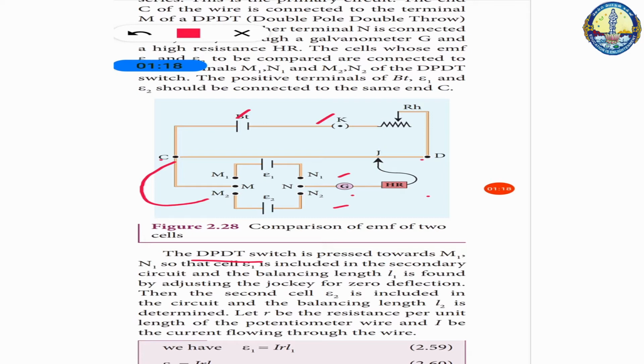First, switch on the first EMF cell by connecting the switch M1, N1. Now adjust the jockey for zero deflection to find the length L1 for the first EMF cell. Next, switch on the second EMF and switch off the first EMF cell. Now the switch is on between M2 and N2. Now keep the jockey at the length L2 to make zero deflection in the galvanometer.